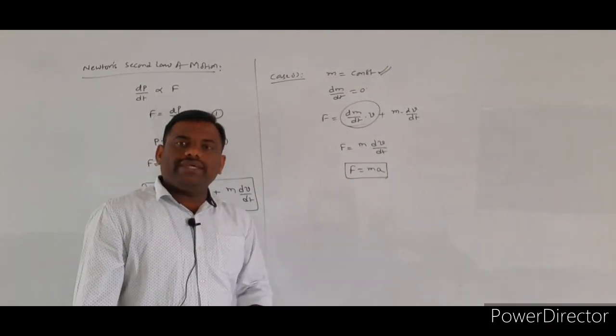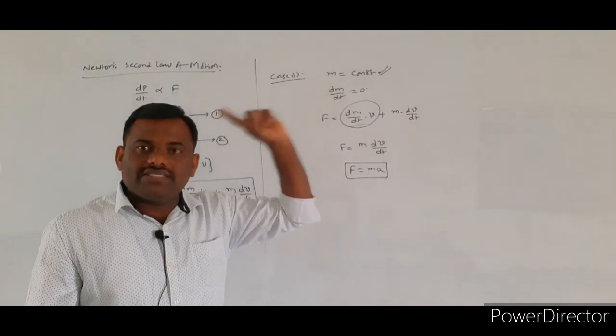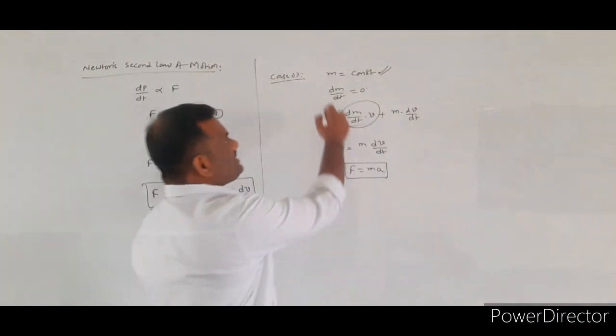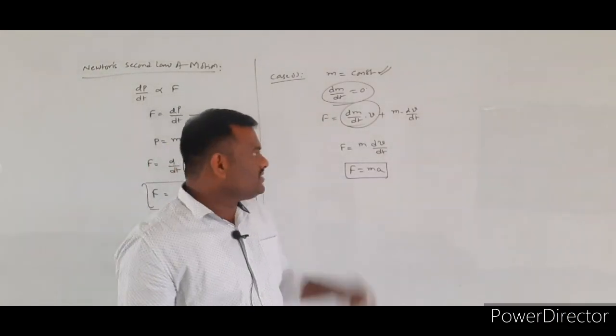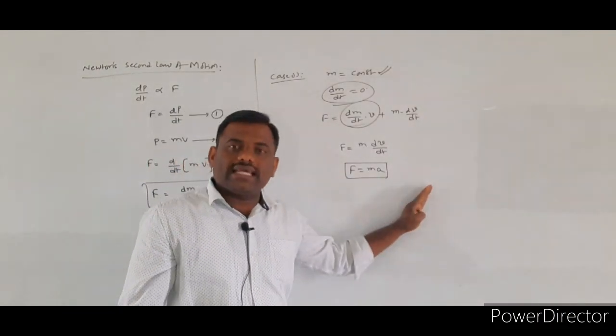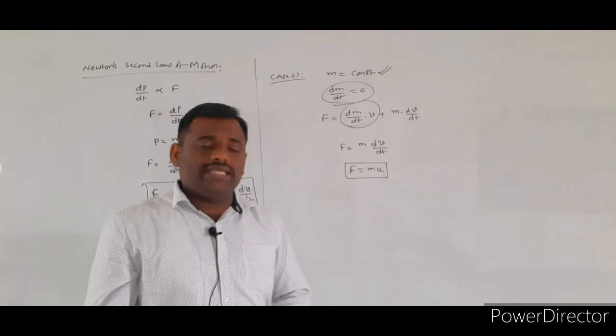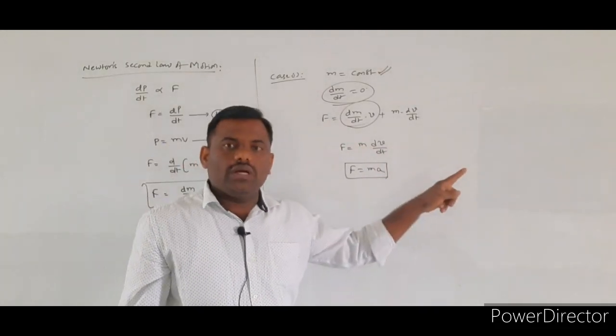In case 1, we assumed the mass of the given system is constant. If the mass is constant, its derivative is 0. So the general formula we use for Newton's second law is called F is equal to ma.